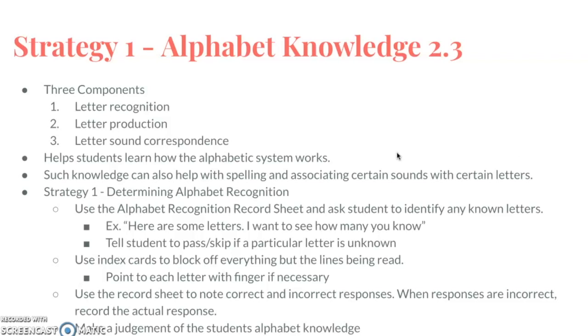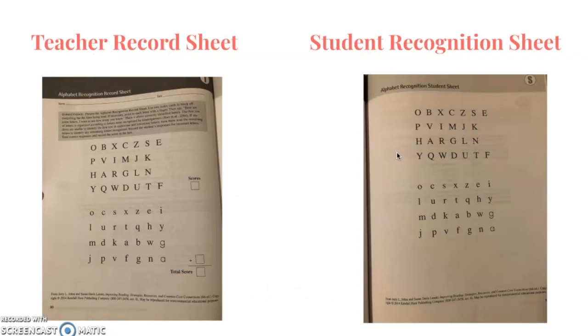You use the record sheet to note correct and incorrect responses. When responses are incorrect, you record the actual response that they said. Then, when they're all finished, you can make a judgment about their alphabetic knowledge. These are examples of the sheets that we would use. The first one is the teacher record sheet, and the second one is the student recognition sheet, the one that they would be reading from.